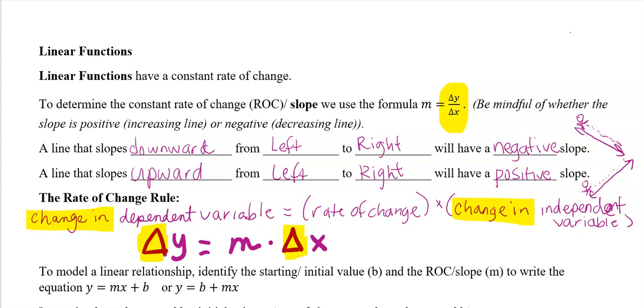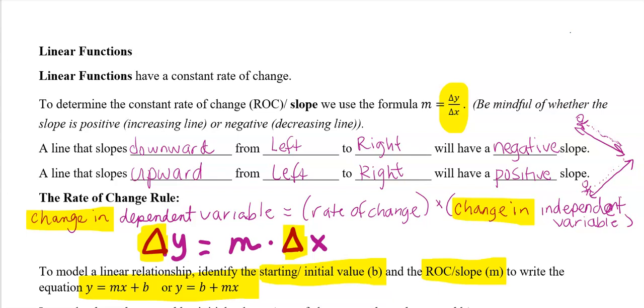So then this whole idea takes one step further to understand that when we model a linear relationship, if we want to write the full equation, then we need to make sure that we can identify our starting or initial value, which we denote with the letter b, and our rate of change, which we denote with the letter m, so that we can write our full equation in one of these two ways, y equals mx plus b, or y equals b plus mx.